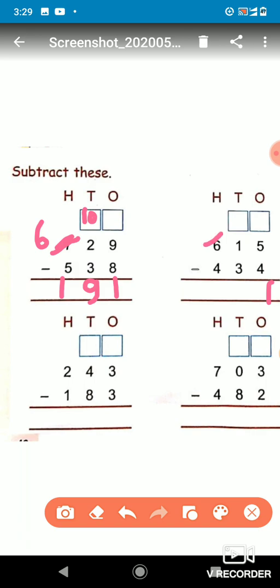So if we get, it will become 5, and we will give 1 mark and it will become 10, and this 10 and this 1 it become 11, and if we subtract 3 from the 11, what will become? It becomes 8, so we will write here 8.